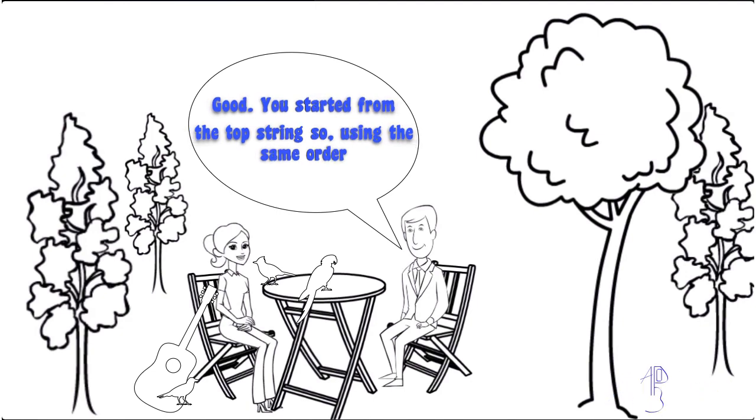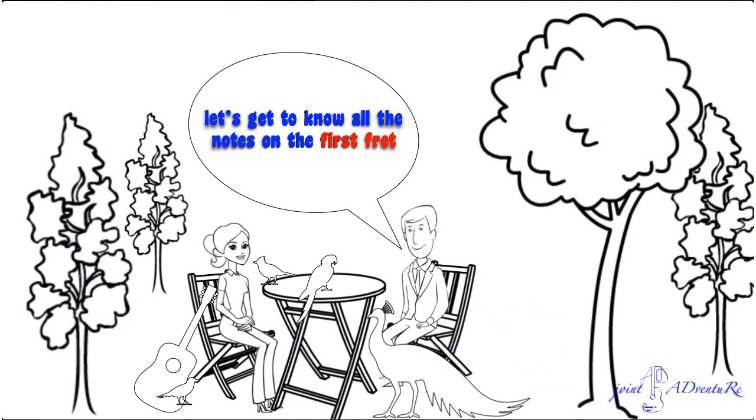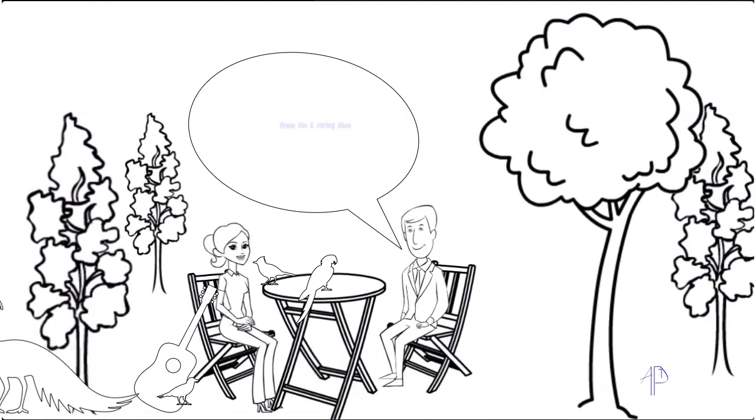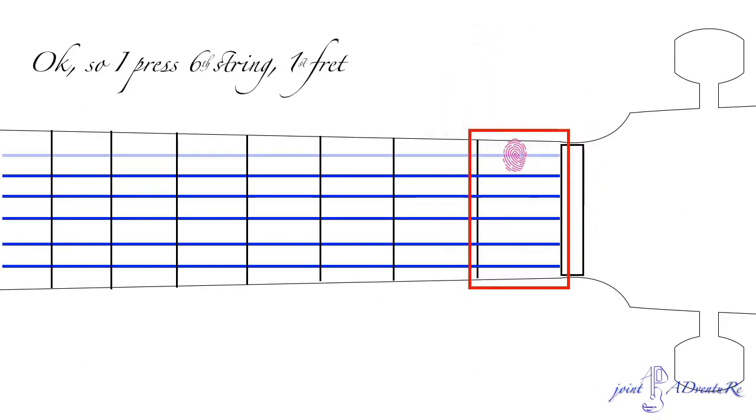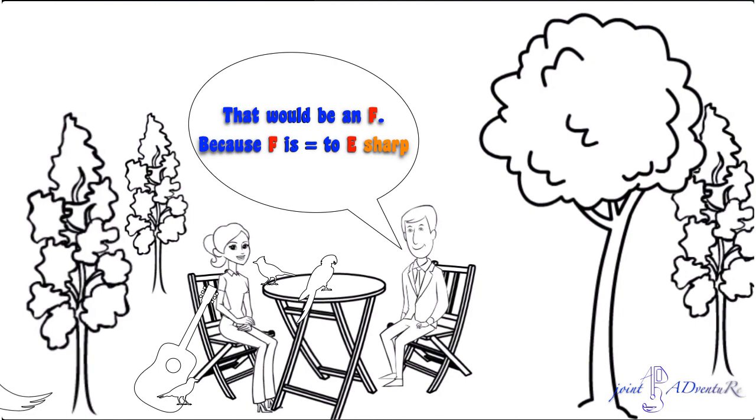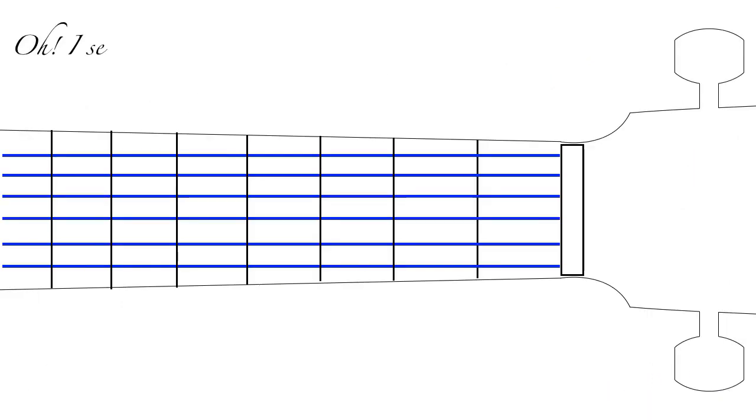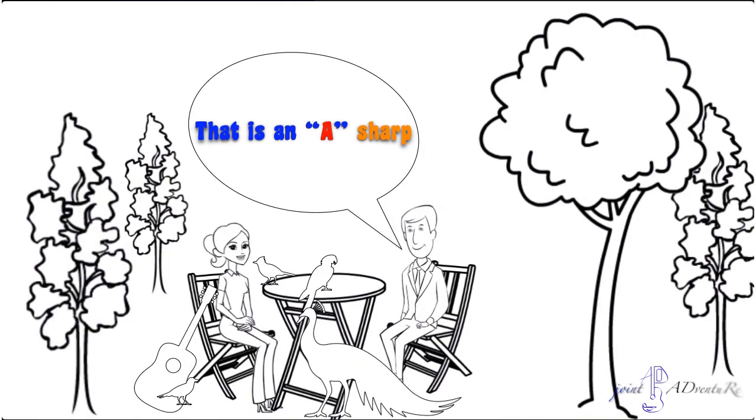So, using the same order, let's get to know all the notes on the first fret. From the E string then. Okay, so I press 6th string, 1st fret. There will be an F, because F is equal to E sharp. Oh, I see. I'll move to the string below, the 5th string, or A, and press the 1st fret. That is an A sharp.